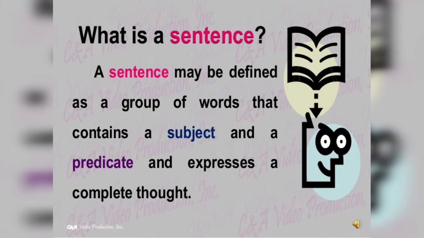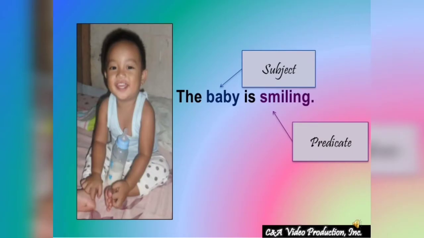So now we are going to understand what is a sentence by this example of a sentence, where we will understand how a sentence has a subject and a predicate in the sentence. So once again, see the definition. A sentence may be defined as a group of words that contains a subject and a predicate. So let us see this example.